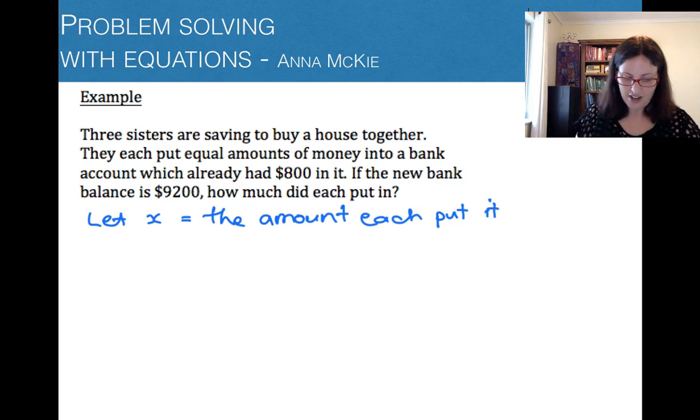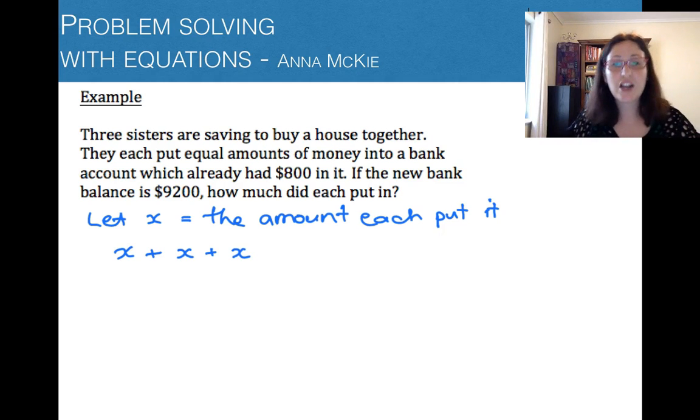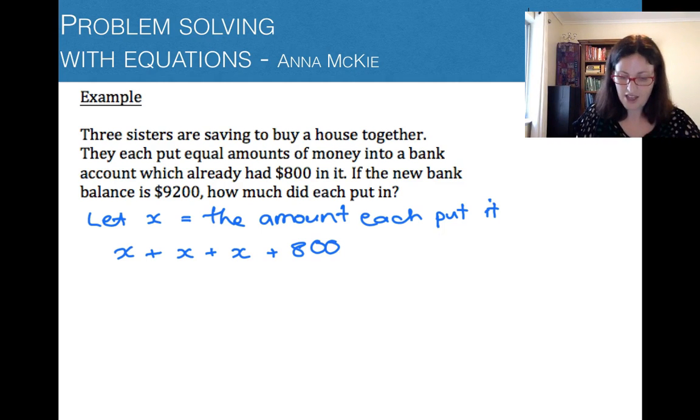All right, so reading the question again, they each put in equal amounts. So that's one sister puts in x, then we're adding it on, and we've got 3 lots of x. And then the bank account already had $800 in it, so it's that amount plus another 800. And in total, it was 9,200. Now that is very similar to the types of things we've been solving in the other videos.